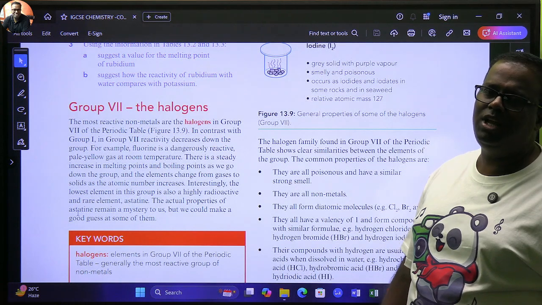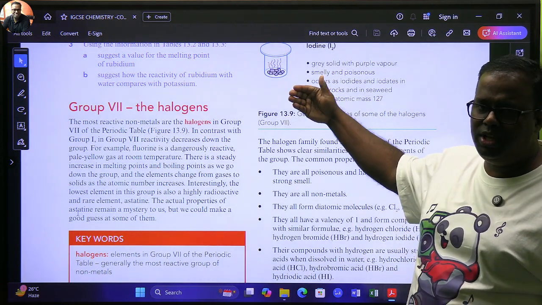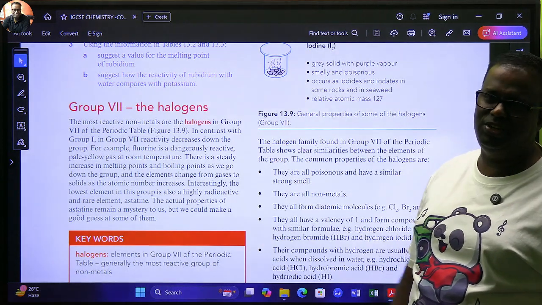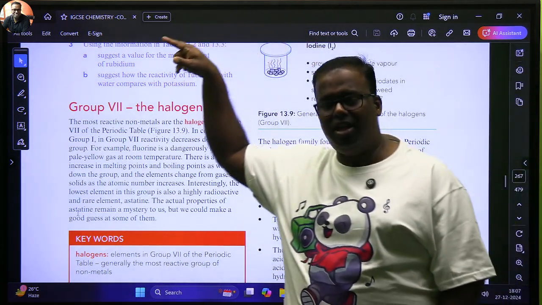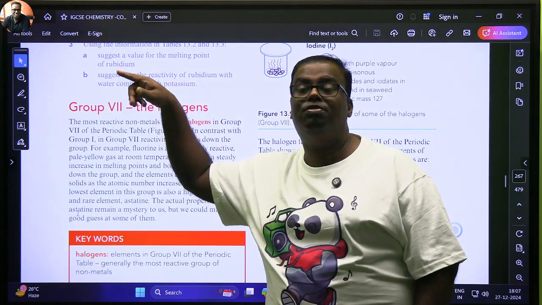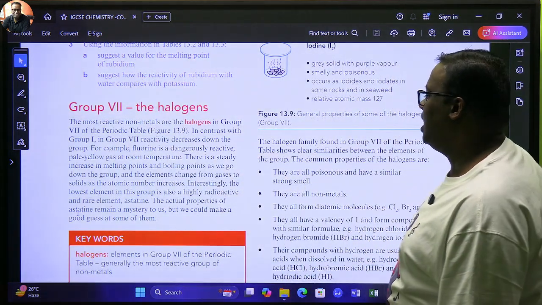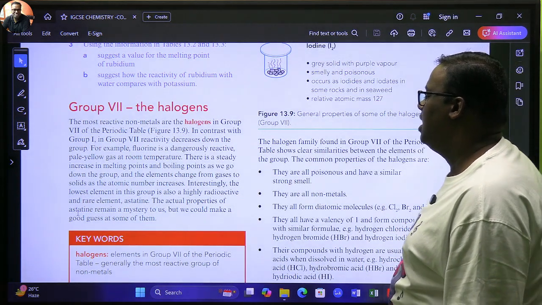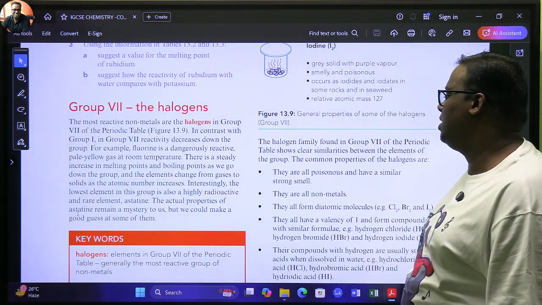So when we study halogens, whom are we studying? We are studying fluorine, chlorine, bromine, iodine, not astatine. Astatine is also radioactive. Who was radioactive in the case of metals? Francium was radioactive, right? The actual properties of astatine remain a mystery to us, but we could make a good guess at some of them.